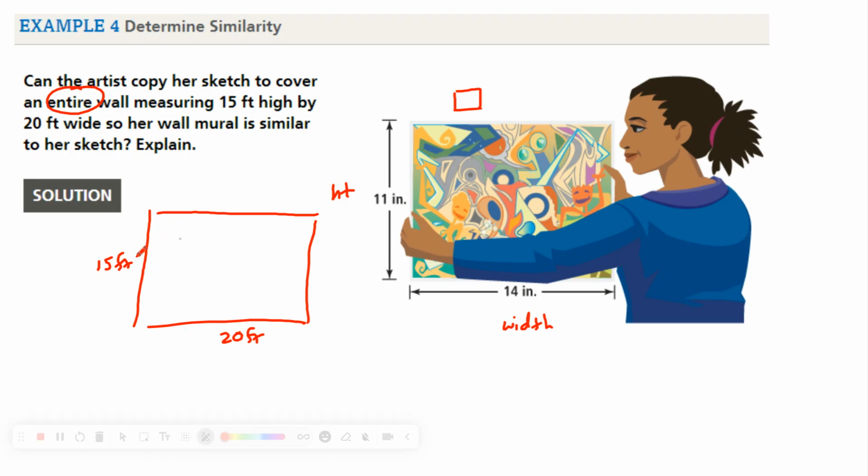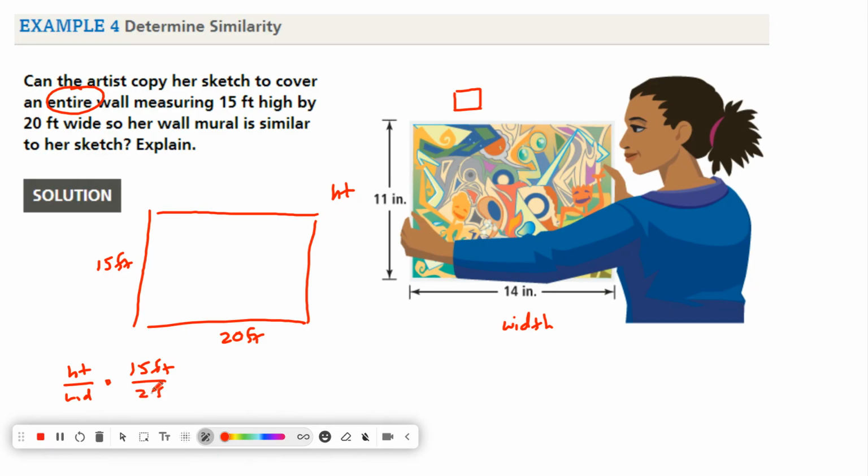So let's take a look at the wall first. If I do the height of the wall to the width of the wall, that would be 15 feet over 20 feet. Now the feet will cancel, and we simplify 15 over 20 by dividing by 5 on top and bottom, and we get 3 to 4. So the ratio of the height and width on this wall is 3 to 4.